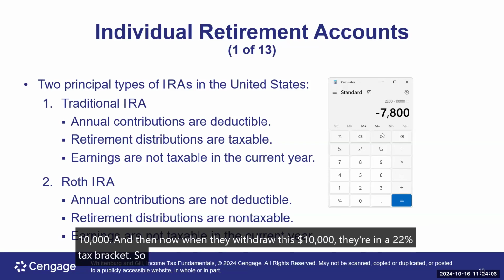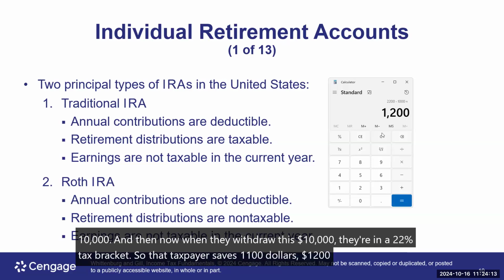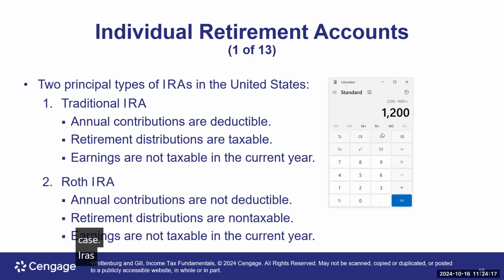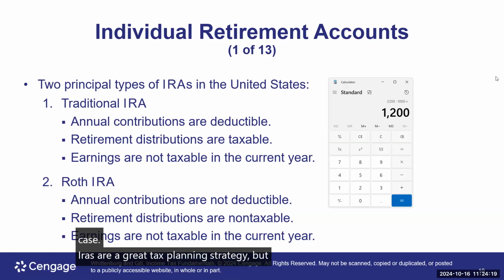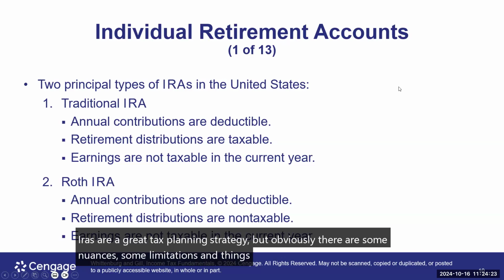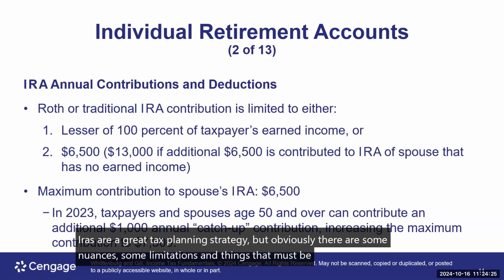So that taxpayer saves $1,200, right? So in such case, IRAs are a great tax planning strategy, but obviously there are some nuances, some limitations, and things that must be considered. So, IRA annual contributions and deductions.